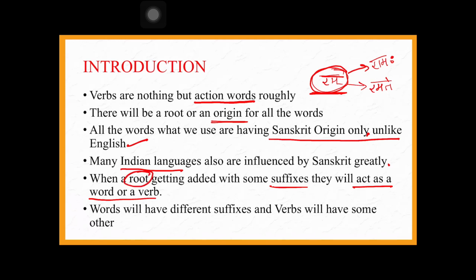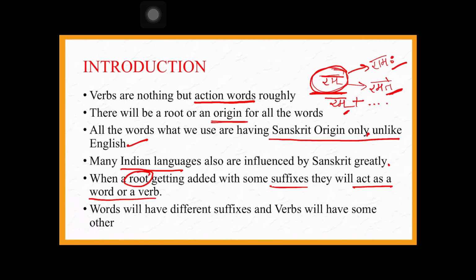When you add some suffixes after this ram root, some particular suffixes are there. If you add a particular suffix, then it will become ramaha. If you add another suffix, it will become ramate. So the ramaha word will come from the same origin with some suffix. The same way the ramate verb also will come from the same root ram with some other suffix. So when we add suffixes, then a word or verb will be generated from the root.